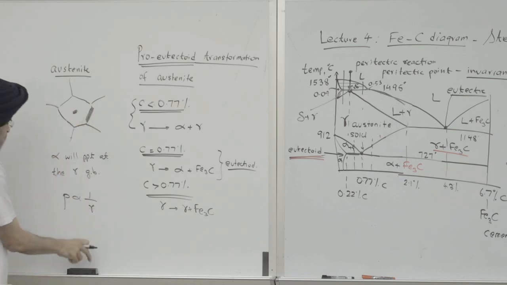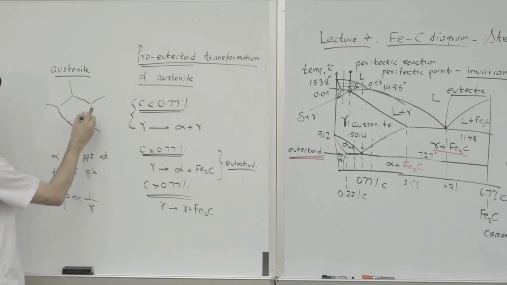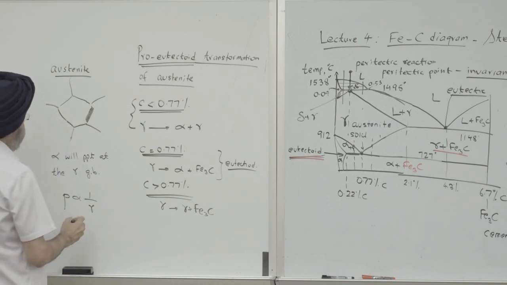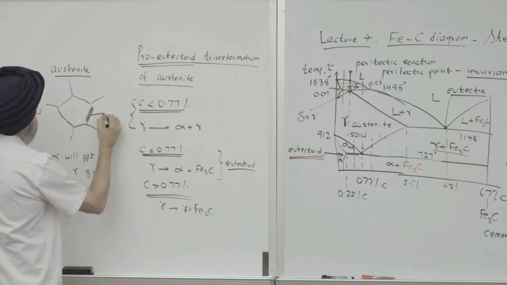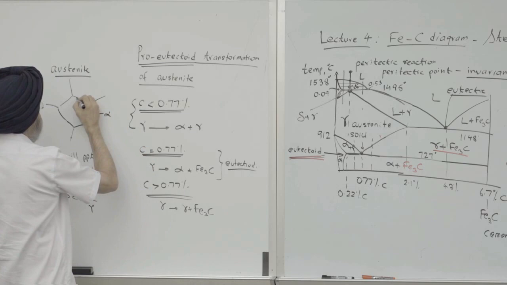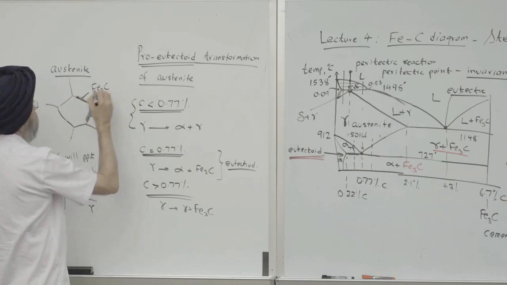Similarly over here, the alpha will not form here, it'll form on the grain boundaries. And we'll discuss that in some detail soon. So this is alpha. Similarly, the Fe3C will also form on grain boundaries.